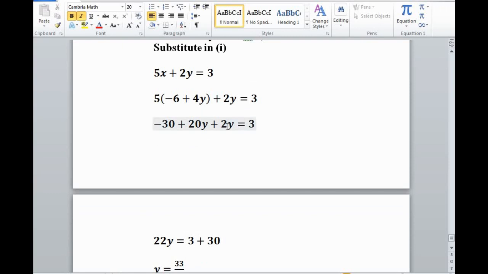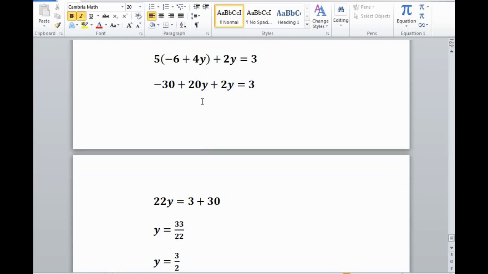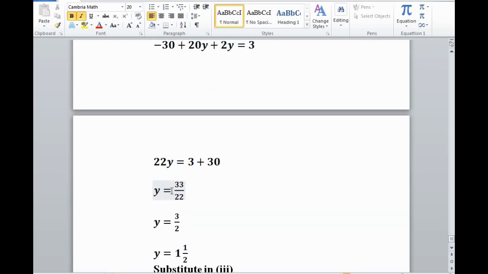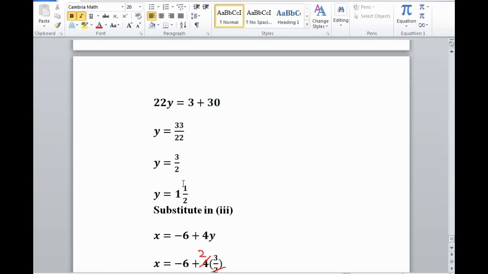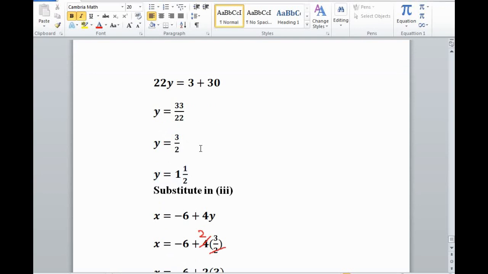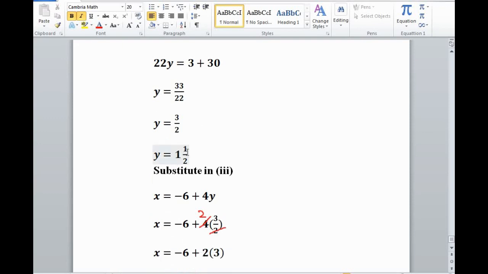equals the right side 3. 20y and 2y, they are like terms, so their sum is 22y. Negative 30 becomes positive 30 if we take this negative 30 from the left to the right side. So we get 30 plus 3, 33 upon 22. Let's take this 22 from the left to the right side. Now we have a common factor between numerator 33 and denominator 22. They are the multiples of 11, which means 11 times 3, 33, and 11 times 2, 22. So 3 upon 2 is an improper fraction. We can also express this improper fraction as a mixed number, 1 whole 1 upon 2.